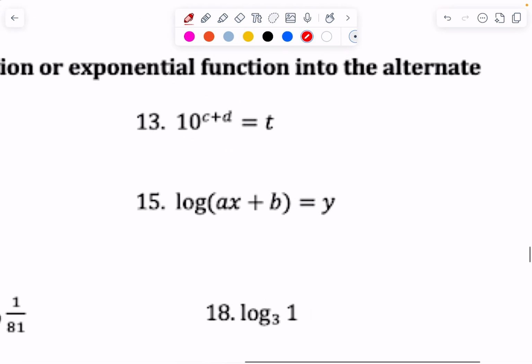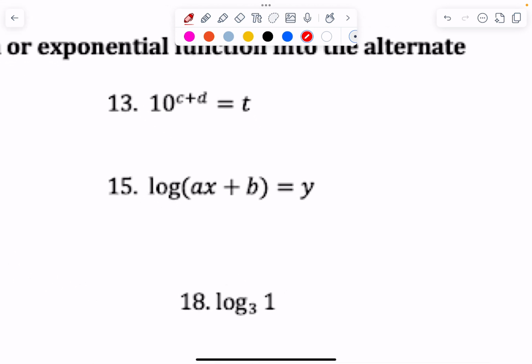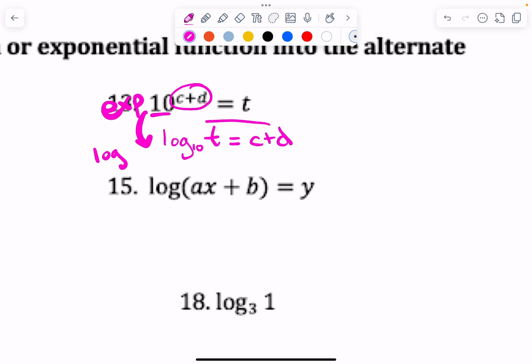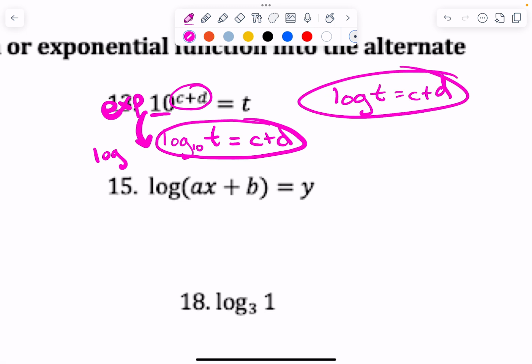I'm going to do 13 and 15. They just want you to switch them to the alternate form. So we need to decide first, is this a log or an exponential function? He is an exponent, so we want to transfer him to log land. And he will be log with a base of 10, and then the other two numbers switch places. So log base 10 of t equals, and this c plus d go together, and they go over here. Now, log 10 is just log, so you can write that as log t equals c plus d as well. That means the same thing, because if there's no base, then we assume that it's 10, right?